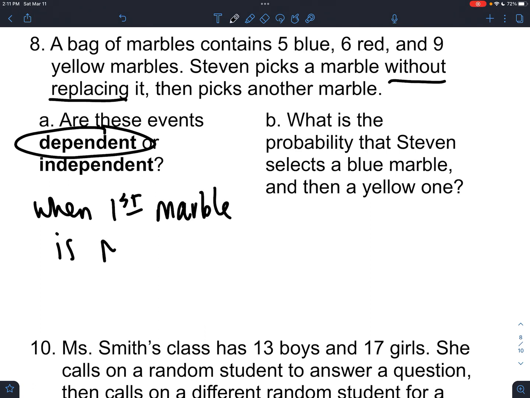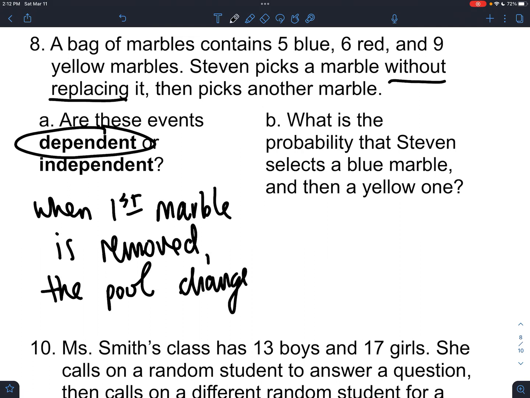So why is it dependent? Because when the first marble is removed, the pool of marbles in the bag changes.